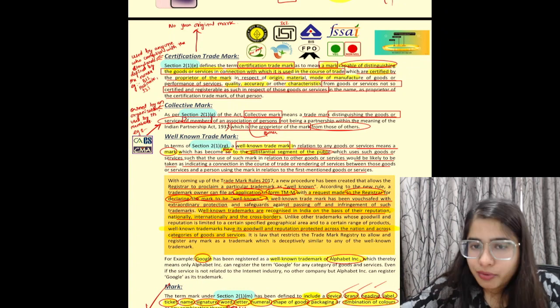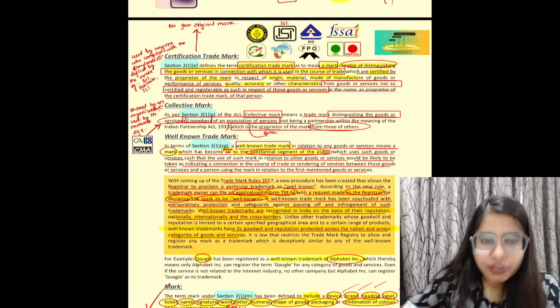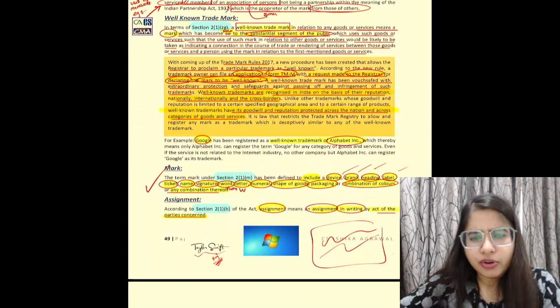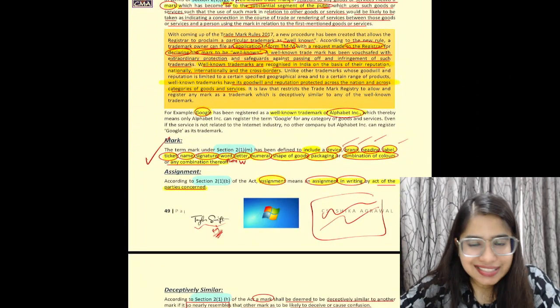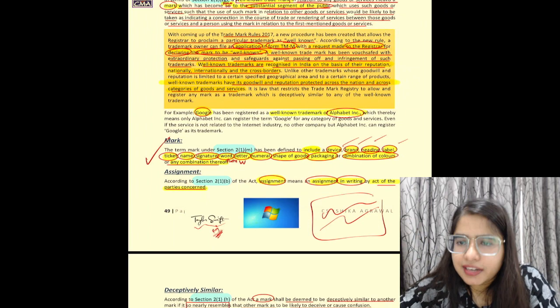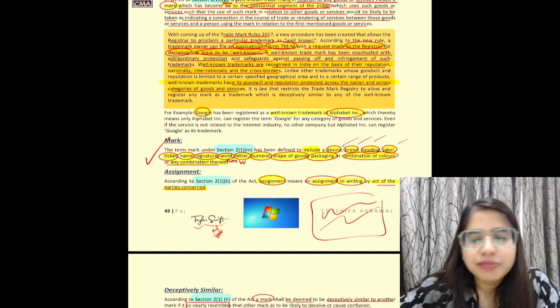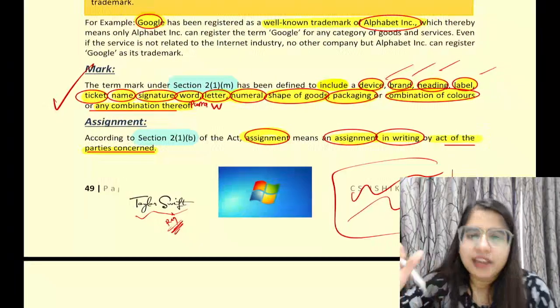Okay, so I'm moving forward. I hope you all have understood what is meant by certification trademark, collective trademark, well-known trademark. Now, the understanding part is done. Now, the procedural part is there. So I'll take it a bit faster, in a speedy manner. In case you don't understand, you can let me know, I'll slow down. But the understanding part is done.